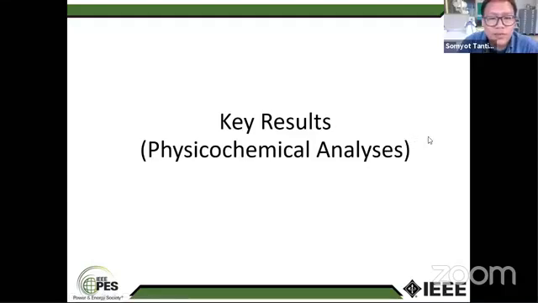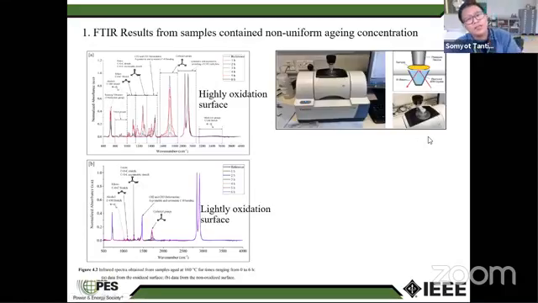For the key results, this is an example of chemical analysis using FTIR equipment. These are the results I got from the aged samples containing non-uniform aging concentrations. We could see in figure A, this is a highly oxidized surface, and figure B, a lightly oxidized surface.